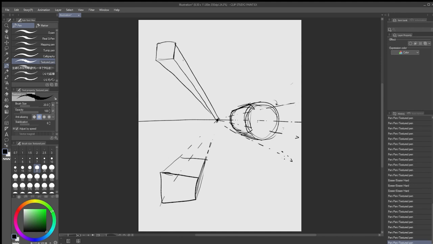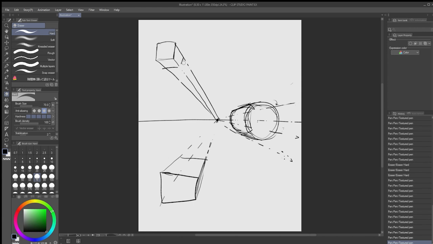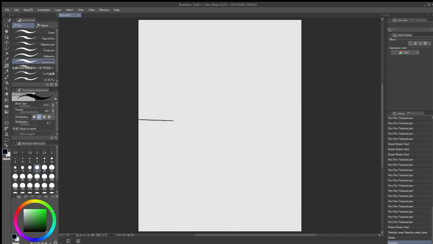My smushed cube. My sad smushed cube. So that was one point perspective. And now we move on to two point.